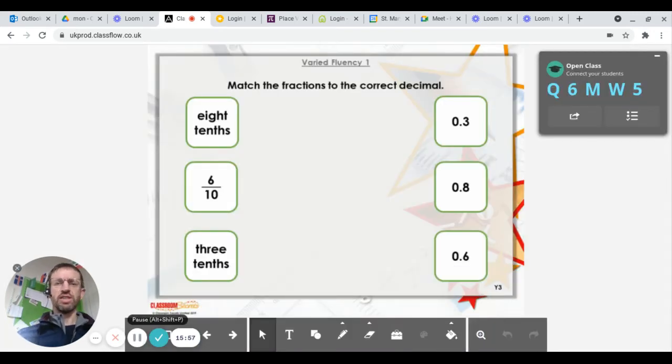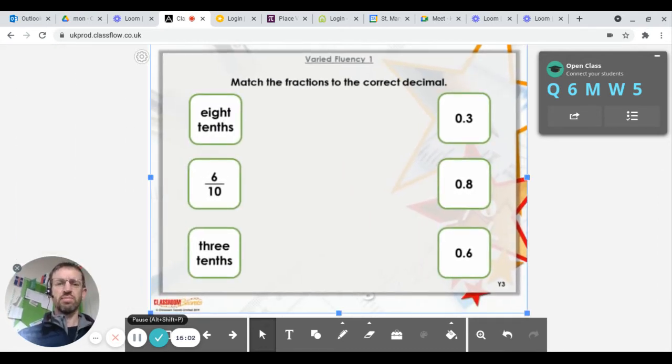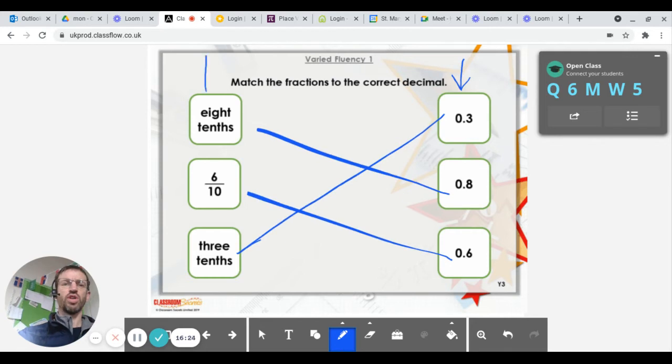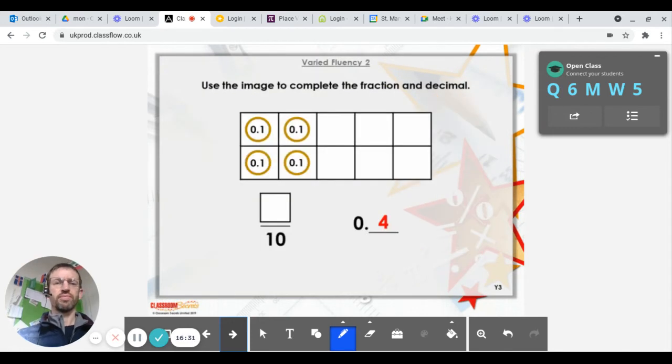And we're back. So 8/10 is 0.8. Excuse me, get my pen. 6/10 is 0.6 as a decimal, so those two match up. And 3/10 is 0.3, so those two match up. Thinking about the decimals on this side and how they match up with the words and the fractions on this side, they mean the same thing. There we go. All good.